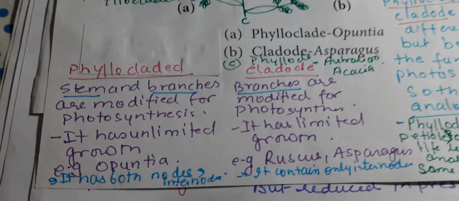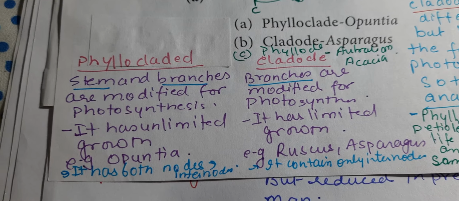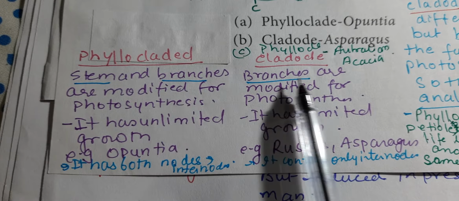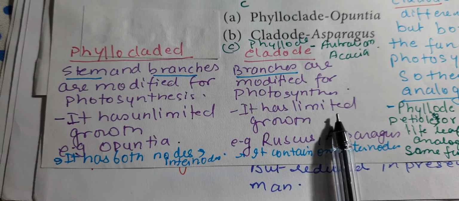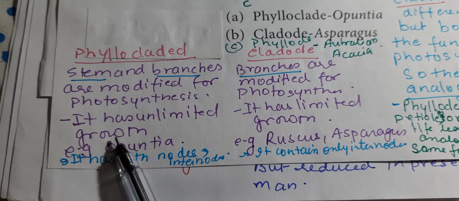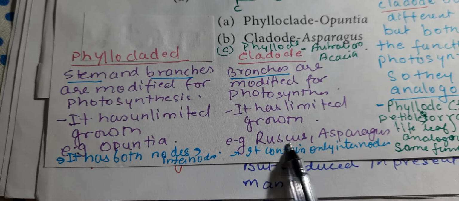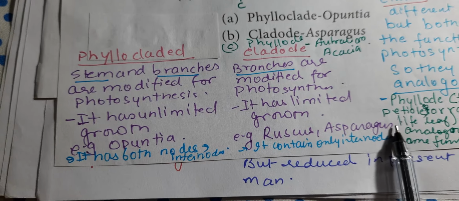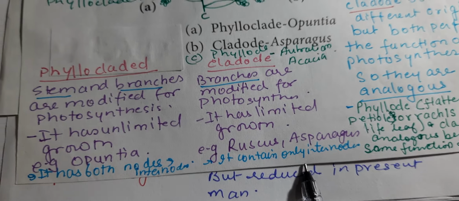So if you compare the phylloclade and cladode, the stem and branches are modified for photosynthesis in phylloclade, whereas in cladode only the branches are modified for photosynthesis. And this has limited growth, this has unlimited growth. Example Opuntia, and here examples are Ruscus and asparagus. So it has both nodes and internodes, whereas this has only internodes.